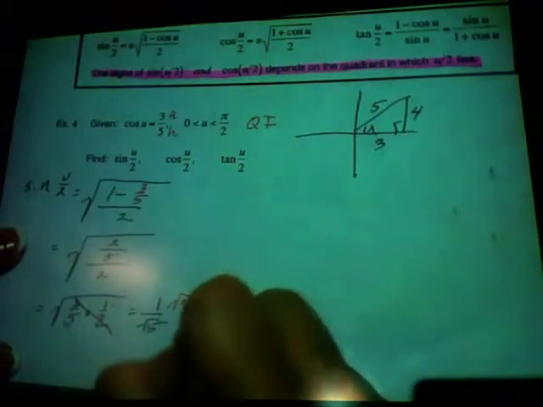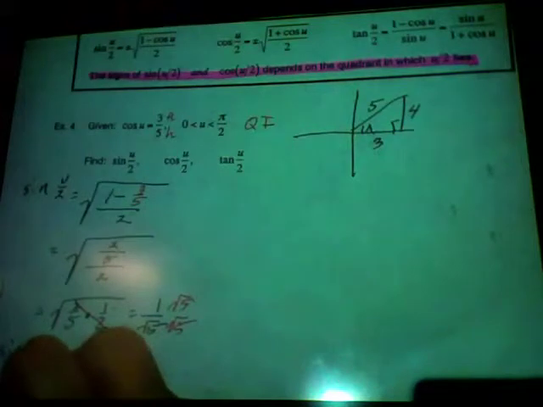Instead of dividing, I'm multiplying. What's the reciprocal of 2? 1/2. The 2's cancel. And I get, what's the square root of 1? 1. And then I can't take the square root of 5. Can I leave my answer that way? No. So we're going to rationalize. And so the sine of my half angle is equal to radical 5 over 5. The 5's do not cancel because one's outside the radical, one's inside the radical.